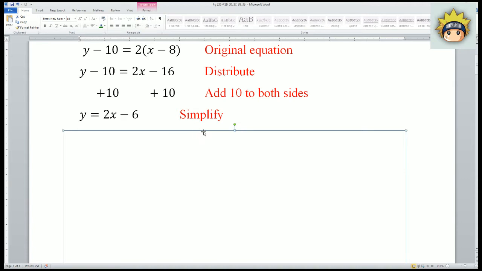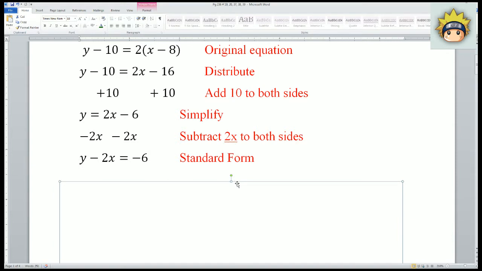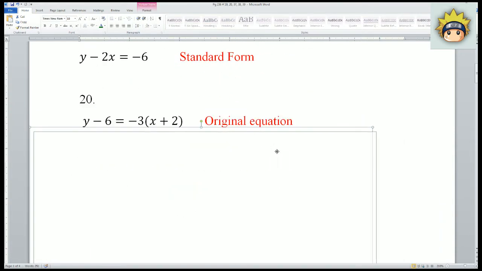Okay, to get it into standard form I have to have the variables x and y on the same side. So I have to do the inverse property of subtracting 2x to both sides. Once I do that, I should have y minus 2x equals negative 6, and this is in standard form. How do I know it is in standard form? It is because both the variables y and x are on the same side of the equation, which is right here.